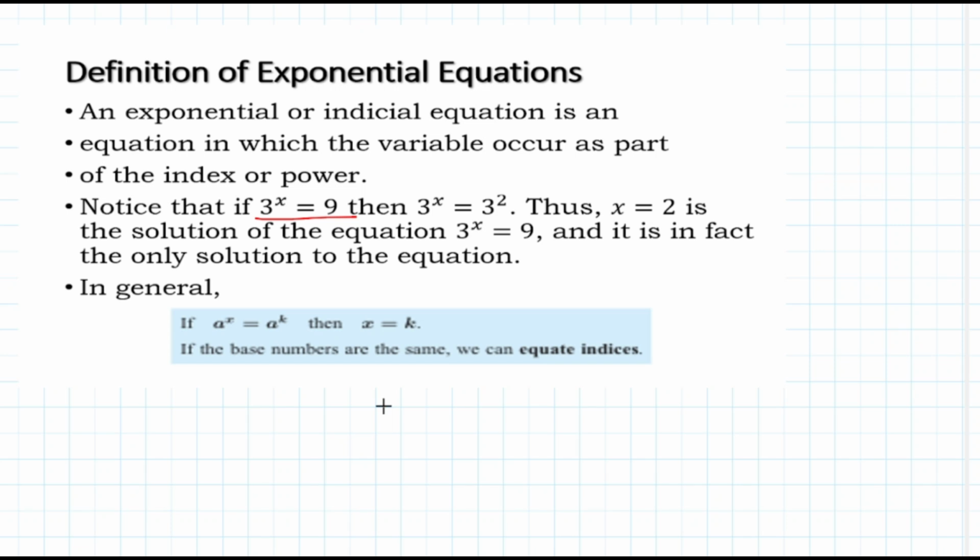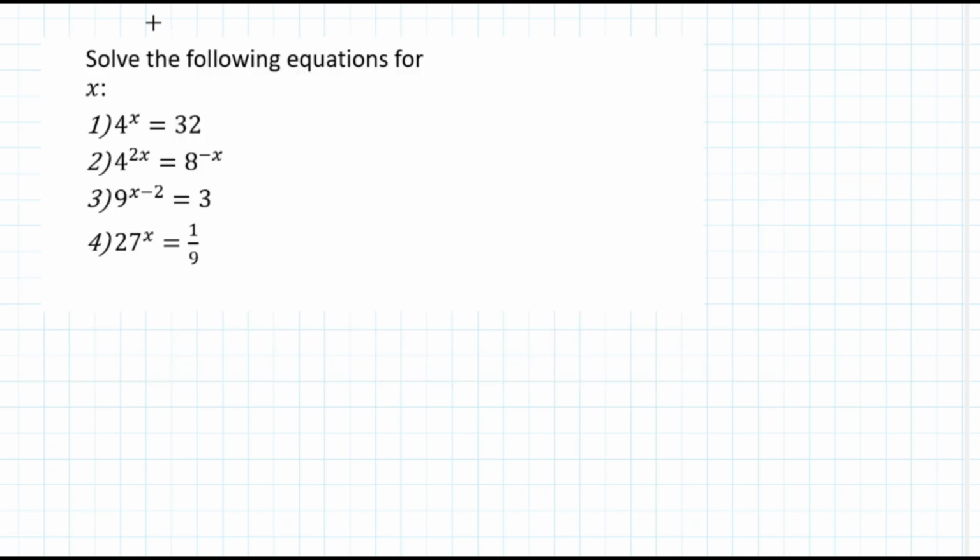You simplify both sides of the equation to have the same base. When they have the same base, you cancel the base and equate the power, and then you solve the equation for the unknown. Let's take examples. Example 1. Solve the following equation.